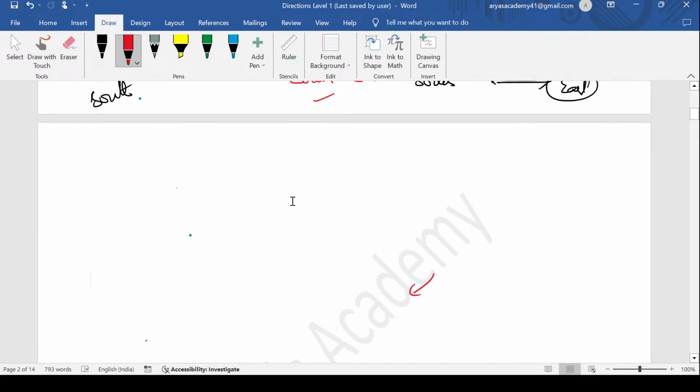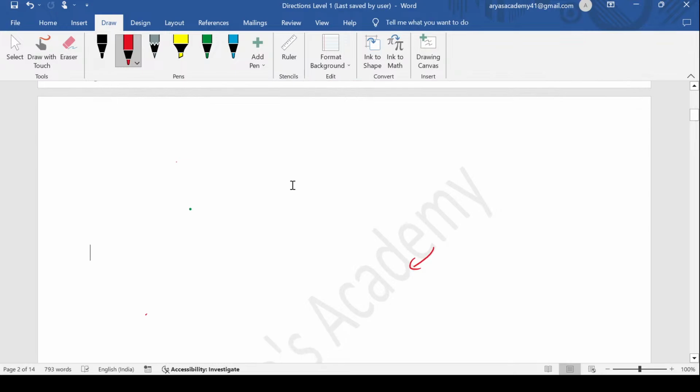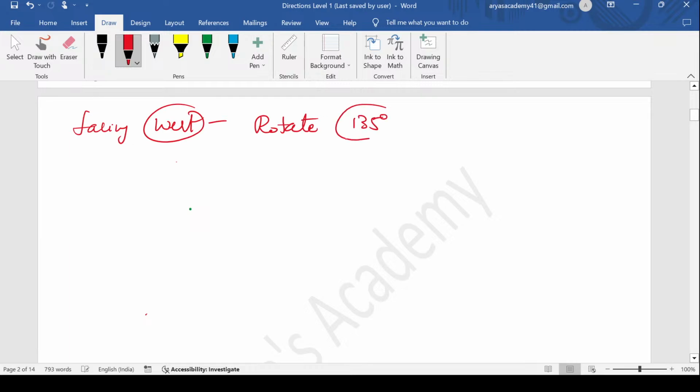By mistake, I have deleted the question itself. My question is, facing west, 135 degrees anti-clockwise. I am initially facing west and I will rotate 135 degrees, and that too in anti-clockwise direction. What could be the direction which I will be facing now after rotation?